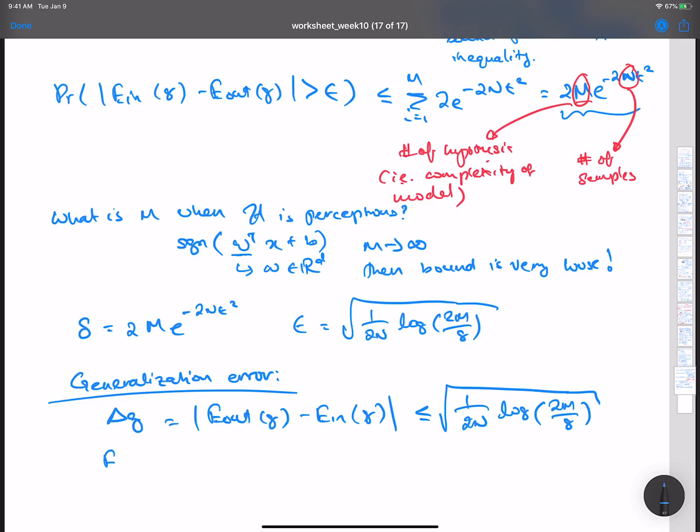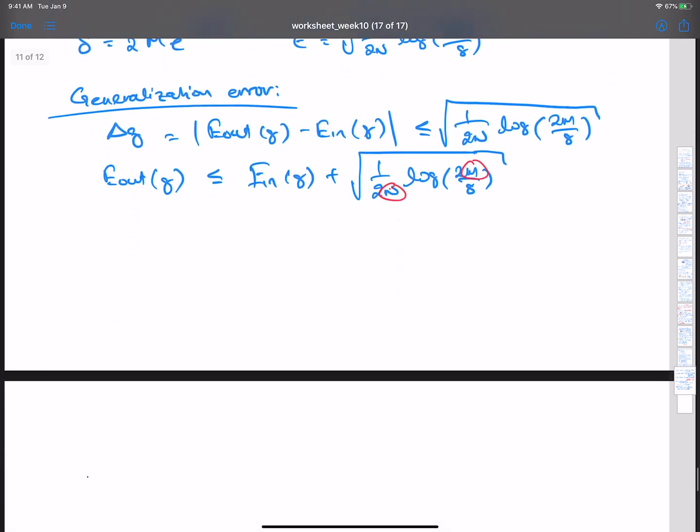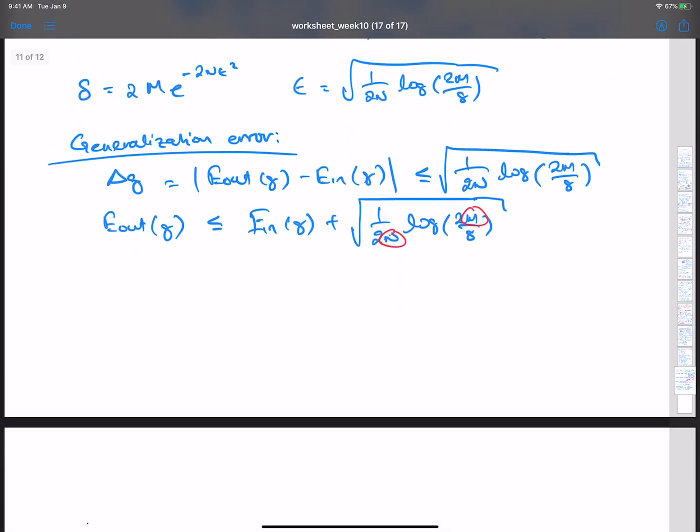So this implies that E out, the out-of-sample error, is smaller than E in, the in-sample error, plus this sort of gap term, log of 2m over delta, and this m is a problem. Model complexity, this is the samples. These are two things that you need to watch out for. So how is our system affected by m and n?